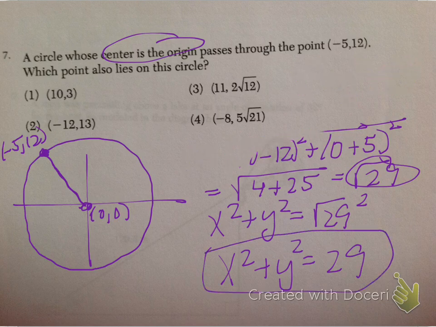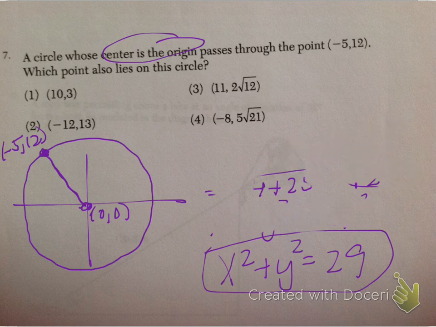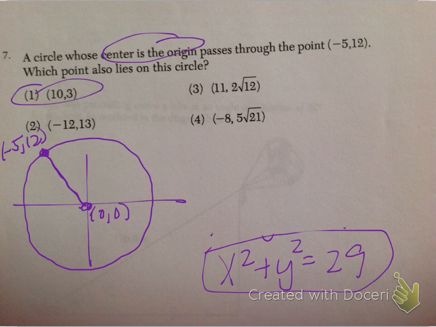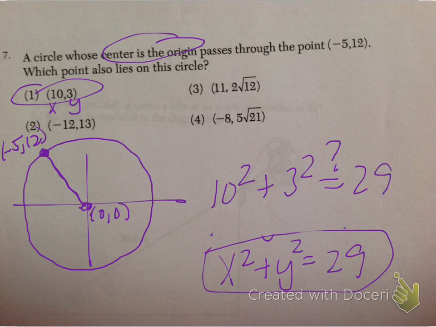And now we just have to put these points into that equation and find the one that works. Okay, so we'll start with number 1. So this is my x, this is my y. So 10 squared plus 3 squared, does that equal 29? No, because it's 109, so that one does not work. Okay, let's try the next one.